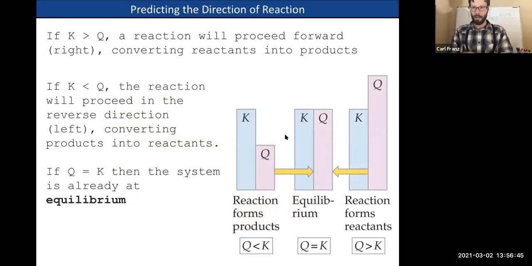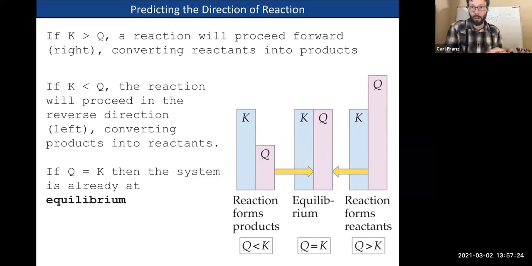So now how does K relate to the reaction quotient? If K is larger than Q, the reaction will proceed forward, to the right, or to the product side, okay? Remember, Q is just the ratio of the products and reactants, whereas K is that same ratio, but with whatever those concentrations or pressures have to be for it to reach equilibrium. So the values could be different.